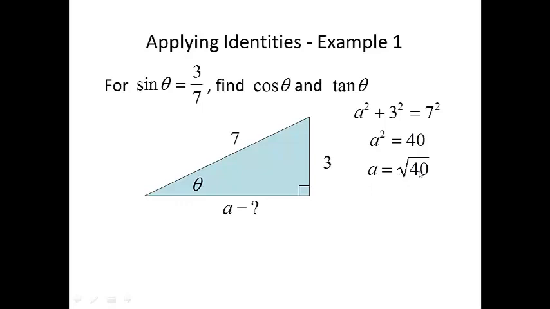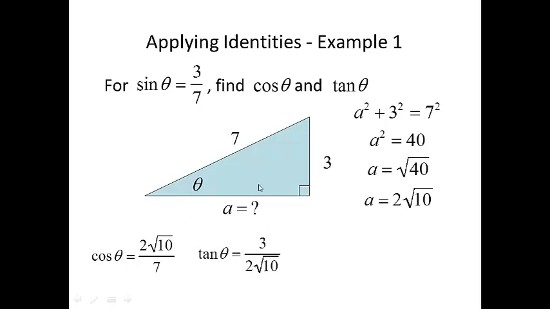And you can't leave it like that because there's a 4 in here, or 2 2's times 10. So you take the pair of 2's outside, or take the square root of 4, leaving the 10 inside. So that's this side. Now all you have to do is write the cosine. It'll be adjacent over hypotenuse, and the tangent will be opposite over adjacent. And then you don't write your answers with the square root in the denominator, so just multiply by rad 10 over rad 10 to clean up that square root, and then you get 3 rad 10 over 20.